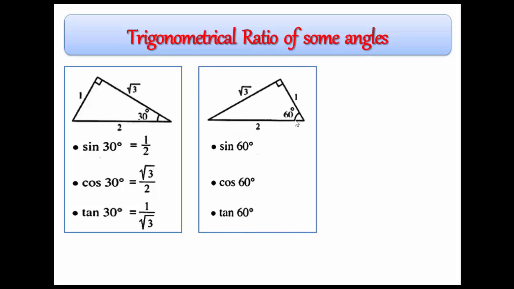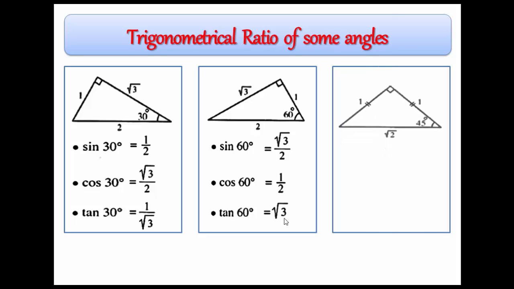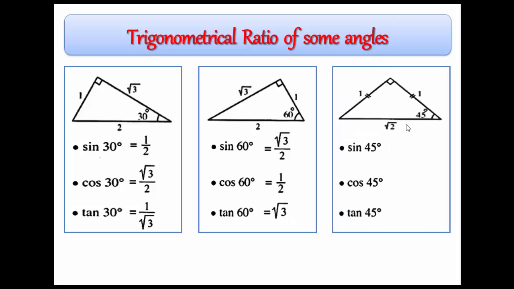To find sine 60, cosine 60, and tan 60: sine 60 will be square root 3 over 2, cosine 60 will be half, and tan 60 will be root 3. To find sine 45, cosine 45, and tan 45: sine 45 will be 1 over square root 2, cosine 45 will be 1 over root 2, and tan 45 will be 1.